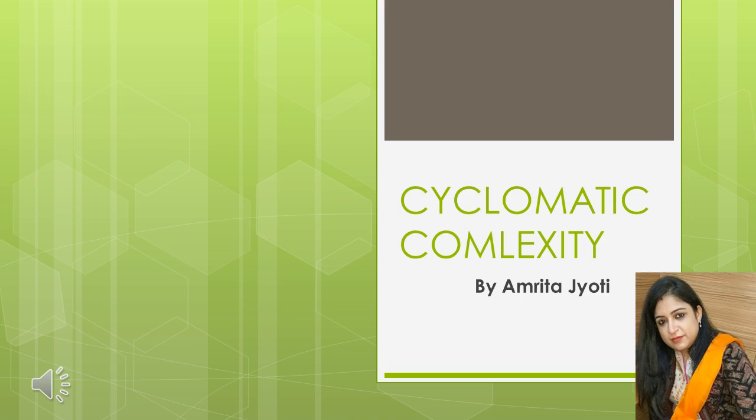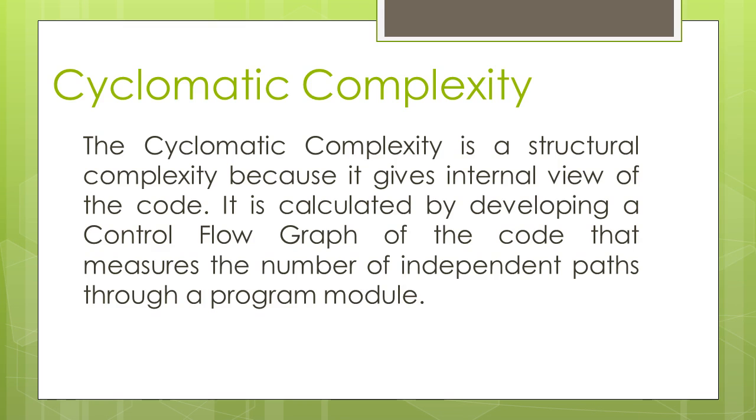So let's get started with the topic cyclomatic complexity. Cyclomatic complexity is a software metric used to measure the complexity of a program. It is also known as structural complexity because it gives an internal view of the code. Cyclomatic complexity measures independent paths through the program source code. An independent path is defined as a path that has at least one edge which has not been traversed before in any other path.